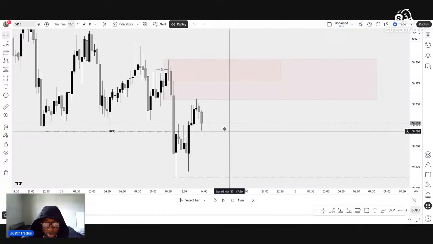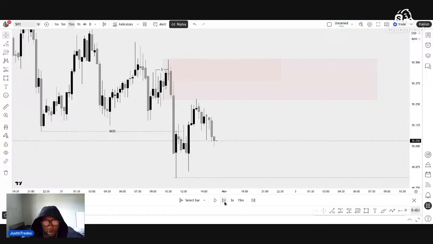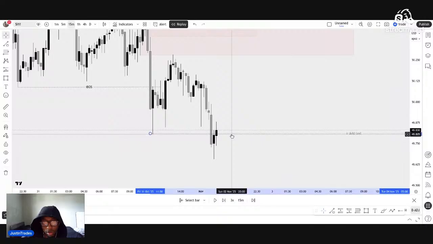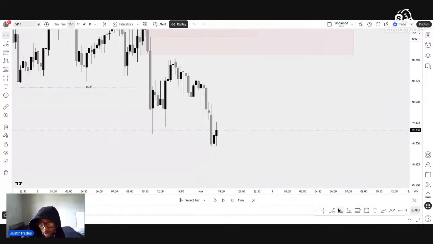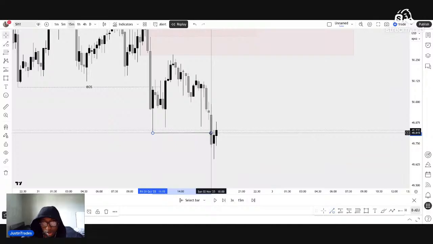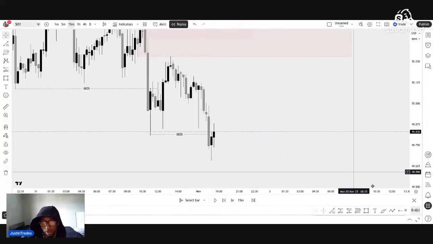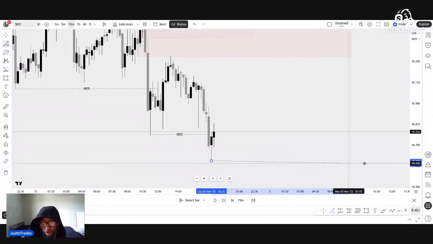So price tapped into it. Really, I want price to get to here, honestly. And if it doesn't, I just look for another entry. Okay, boom, gives me another break structure. Guess what? If it gives me another break structure, I do the same exact thing. I mark this as my bearish break structure. This is my swing high. That means this is my swing low.